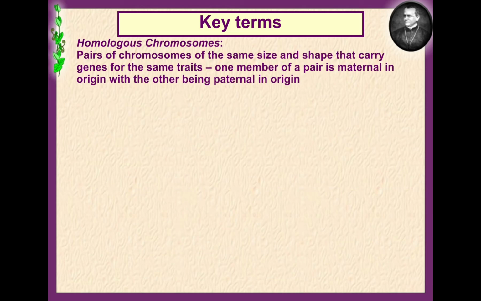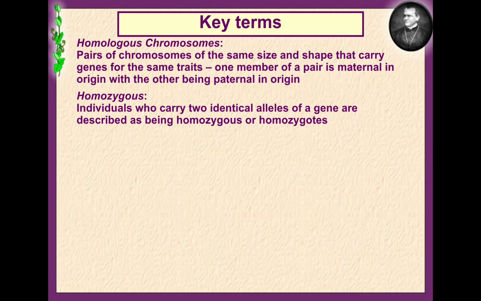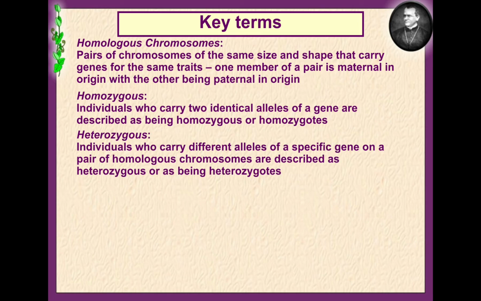Homologous chromosomes are pairs of chromosomes which are the same size and shape that carry genes for the same trait. One member of a pair is maternal and the other one will be paternal, so one from the mother and one from the father originally. Homozygous individuals carry two identical alleles of a gene, and they are homozygotes. Heterozygous individuals carry different alleles of a specific gene on their homologous chromosomes. They are known as heterozygous.